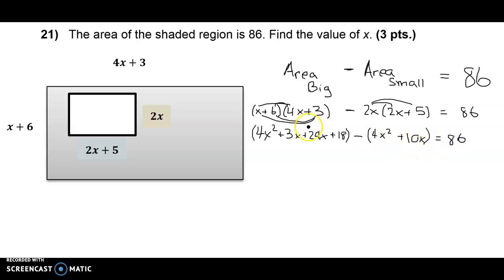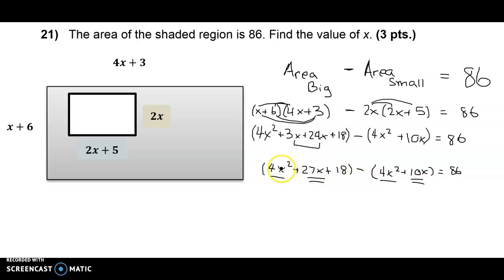Okay, I'm going to clean it up a little bit before I do anything crazy. So in my area of the big, I have 4x squared plus 27x plus 18 minus, and then for my little, I have 4x squared plus 10x equals 86. Okay? Now it's just a subtraction problem, like on the very first page of this test. So I'm going to do like terms. So these are like terms, these two are like terms, and there's nothing with that.